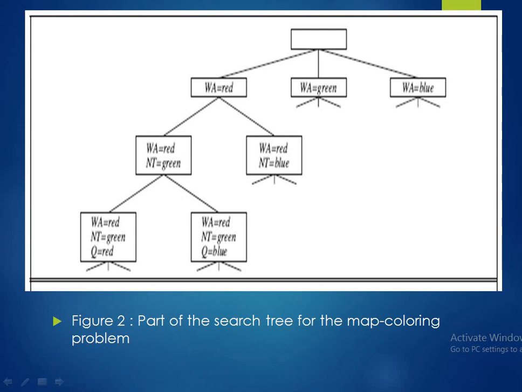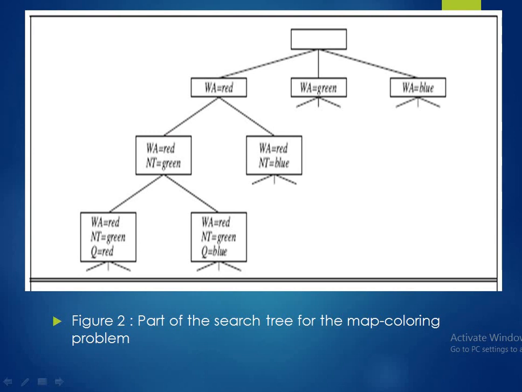Here the figure shows part of the search tree for the map coloring problem. So here WA = red, WA = green and WA = blue are assigned. Then for WA = red, we have two different nodes: WA = red, NT = green, while WA = red, NT = blue. In a similar manner, for the first node, again there are two different subnodes, that is WA = red, NT = green and Q = red. The other node is WA = red, NT = green and Q = blue.